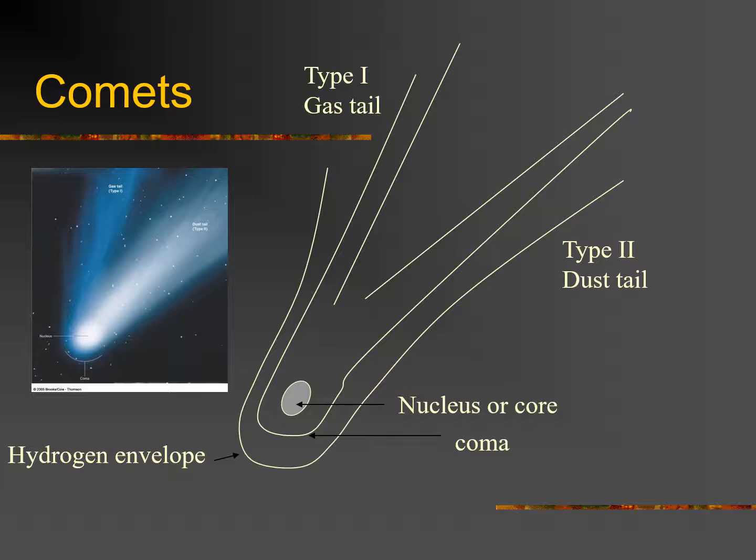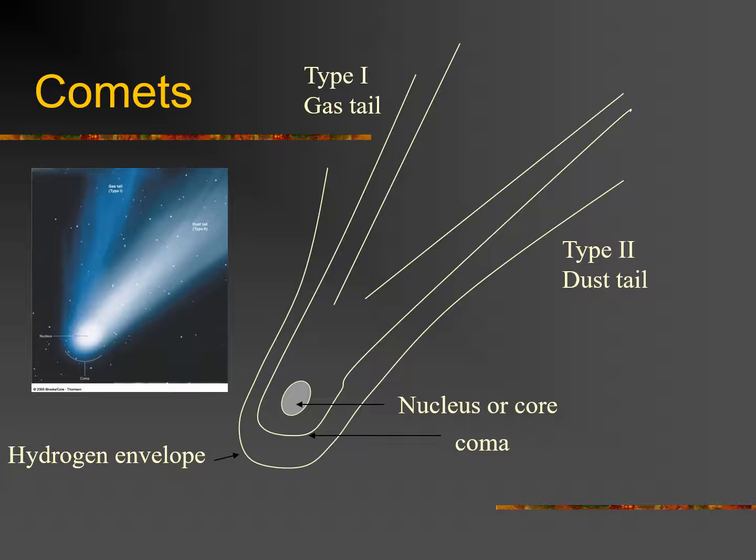There are two tails that form when the comet approaches the sun. As the comet comes closer to the sun, the ice begins to melt and thus forms the tail. When the comet moves away from the sun, the comet becomes cooler and does not release that gas and dust, so it disappears. Now, there are two types of tails. There's the gas tail, which is a type 1 tail, and the type 2 tail is the dust tail. The tails will always point away from the sun.